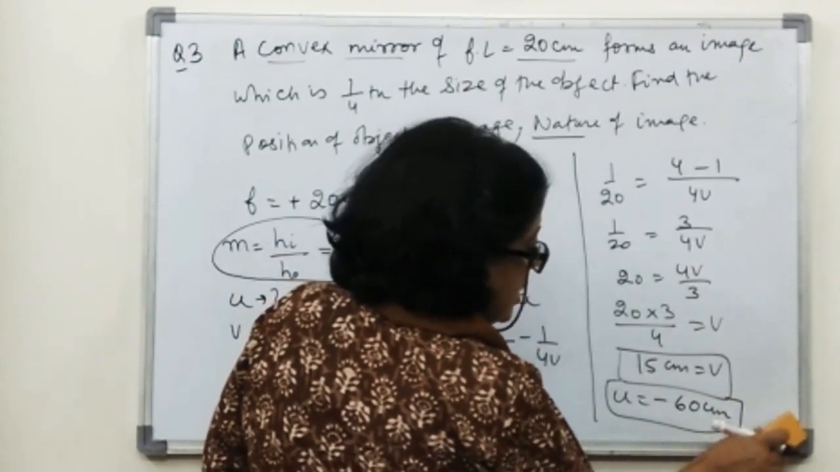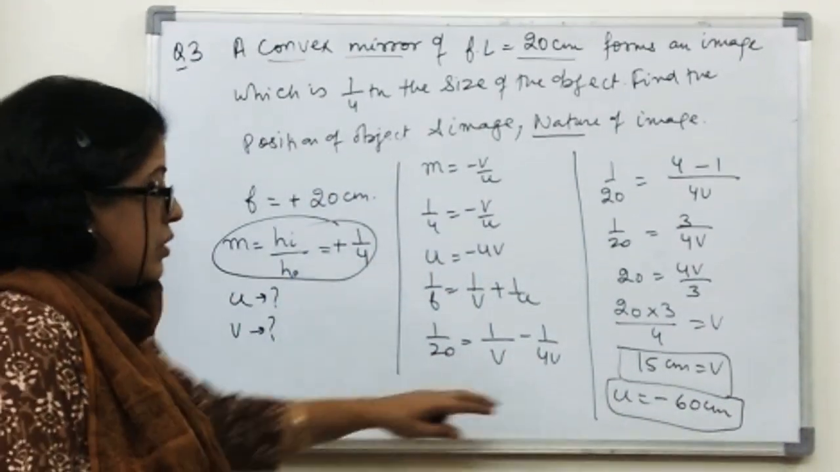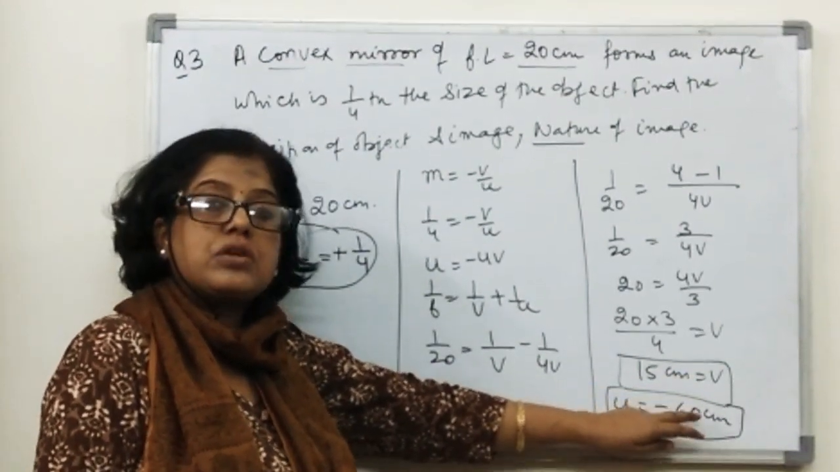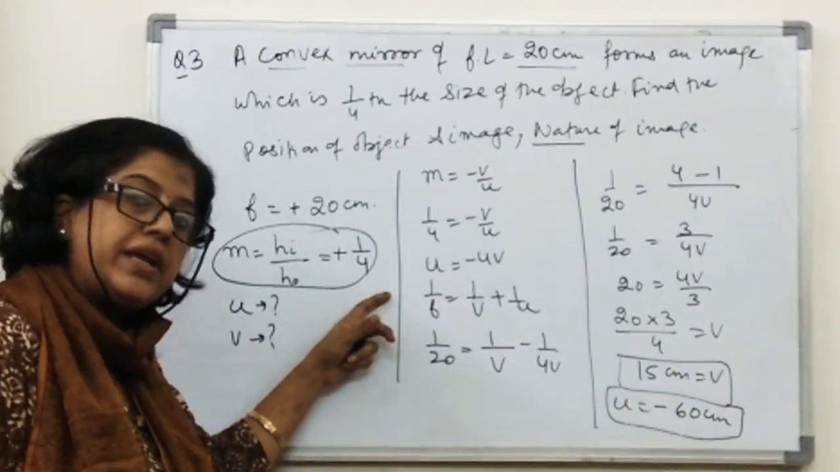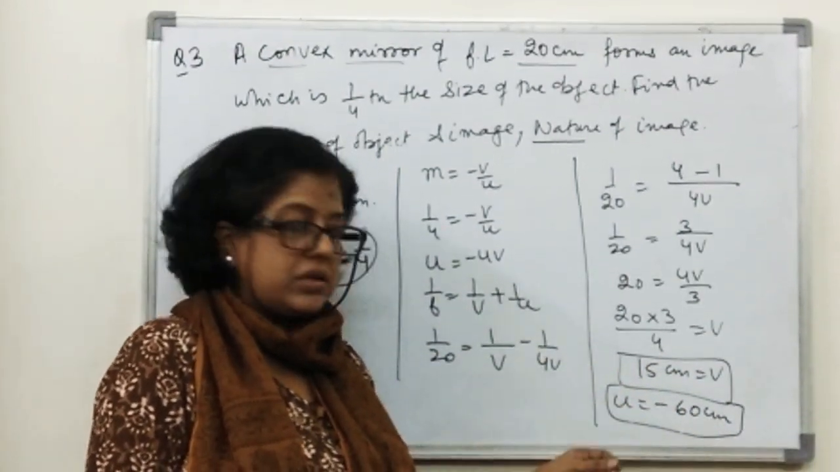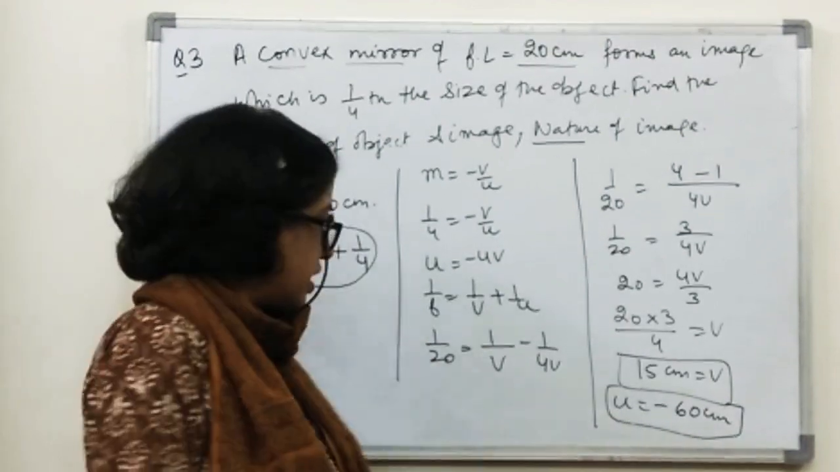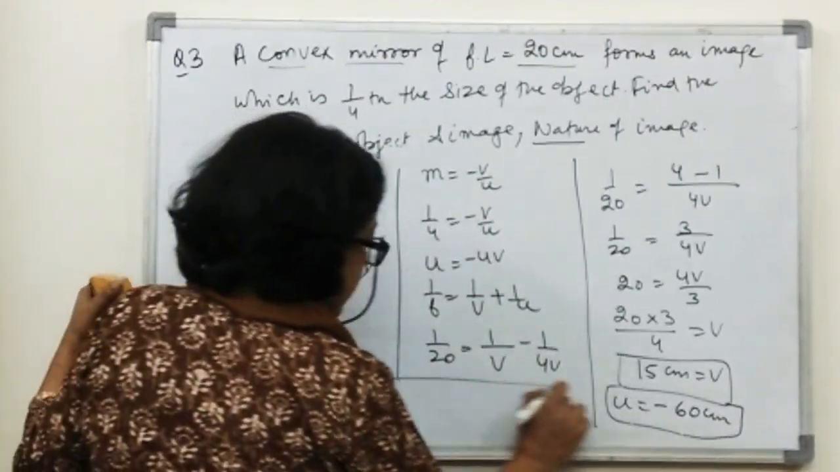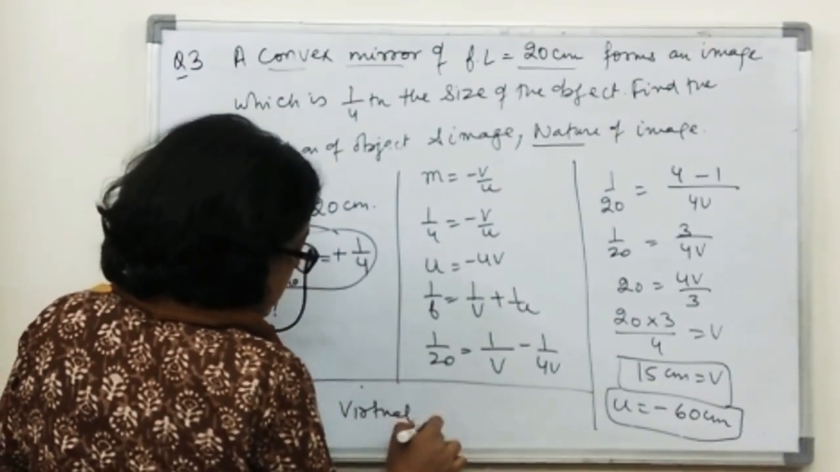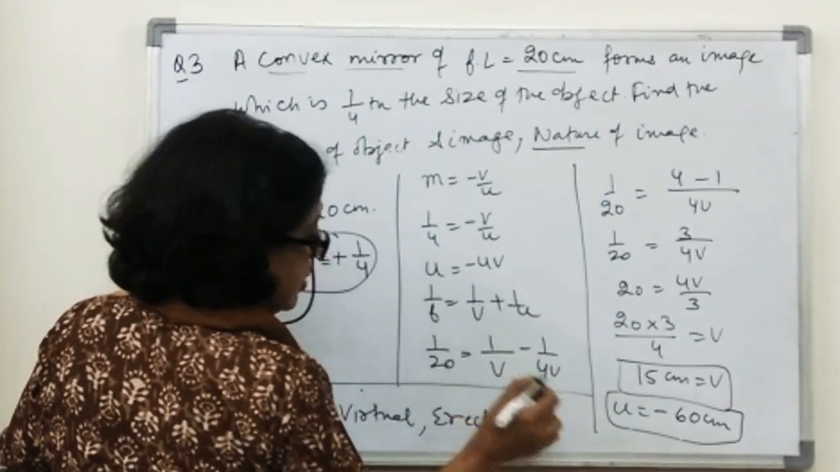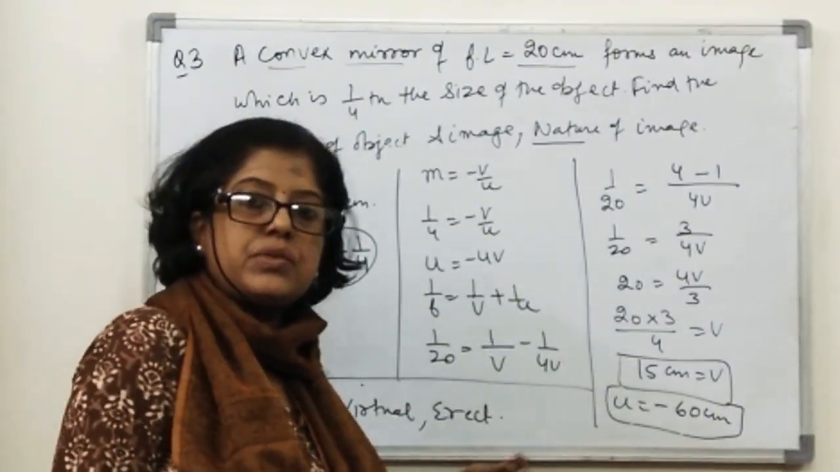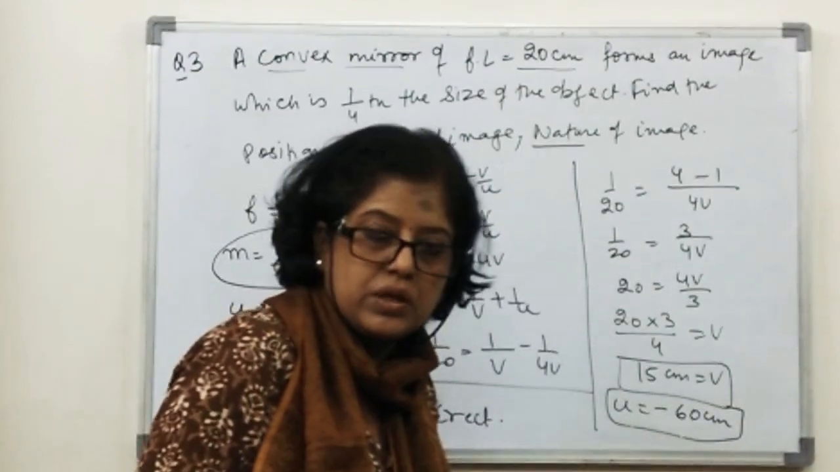So here, see, the answer has all changed. And U is coming out to be negative, it is minus 60. V should come out to be positive because it is a virtual erect image. So V is coming out to be positive. That shows the answer is correct. So what is the nature of image here? The nature of the image is virtual and erect. Because V is positive, the image is virtual erect. V negative means real inverted, V positive means virtual erect.